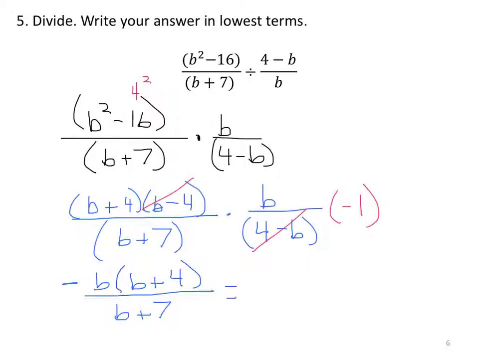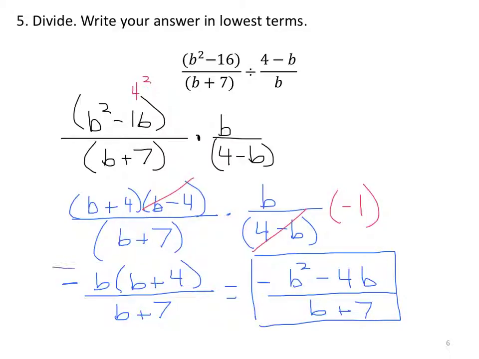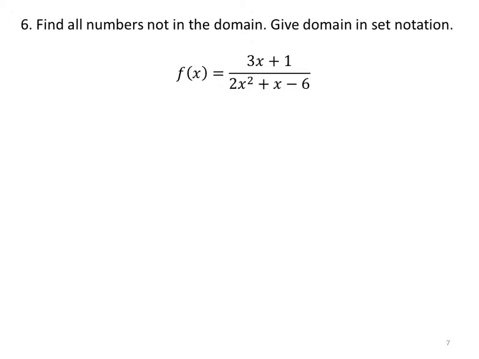Now, you will be allowed to enter it this way because that's the way it's set up, but truly to simplify it, you need to go ahead and distribute that negative b on top, and then you have completed the problem. So this or this is acceptable as your final answer.